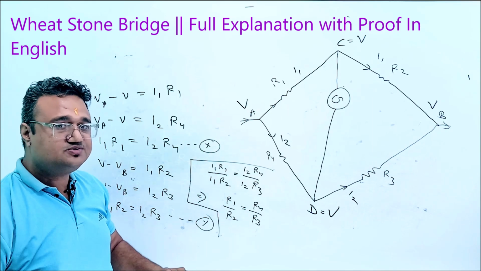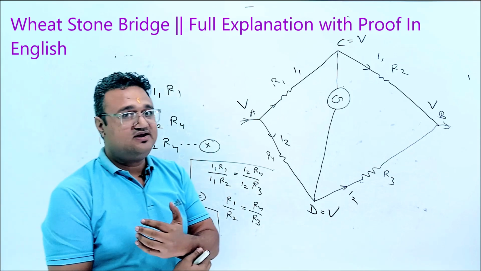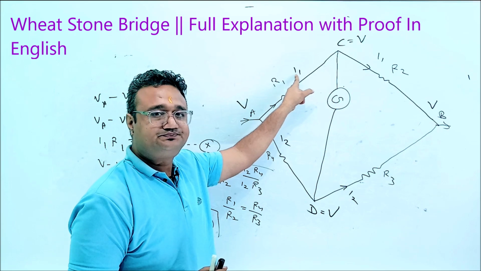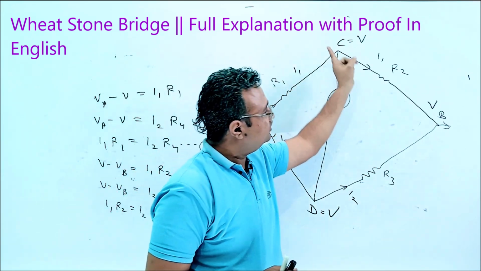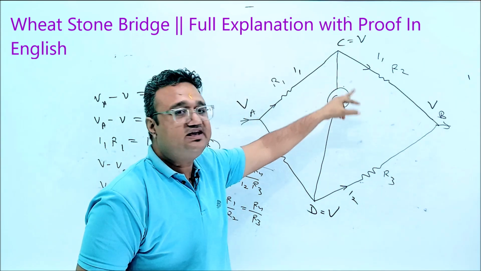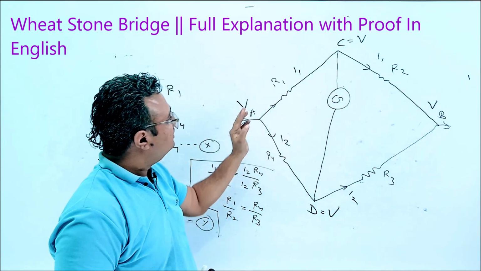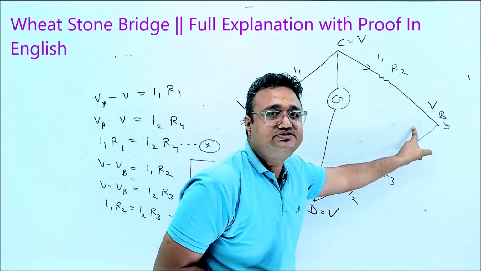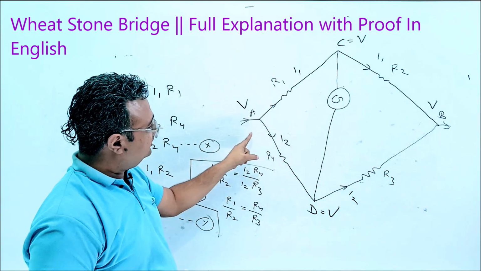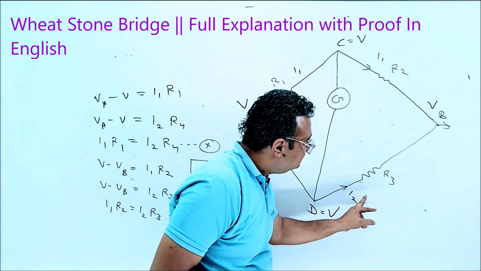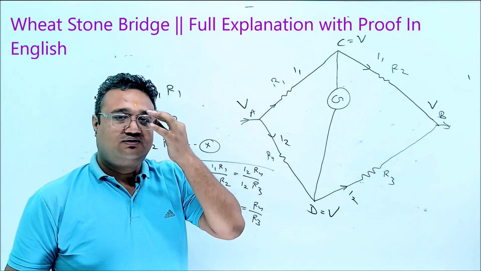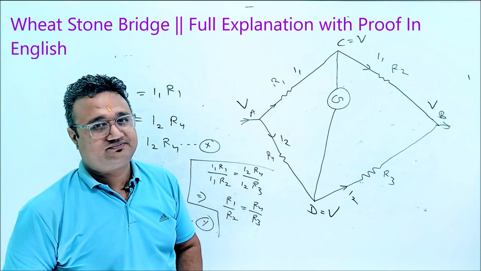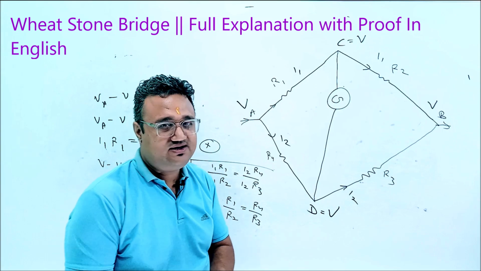Dear student, hope this topic is very clear to you. One thing: the current flowing through this branch we have assumed I1. The same current will flow through this branch because no current is flowing through this galvanometer. So the current I1 is flowing through this branch, and the same current will flow through this branch. And also the current flowing through this branch, the same current will flow through this branch, because no current is flowing through this branch in balancing condition. Clear? Hope this topic is very clear to you.